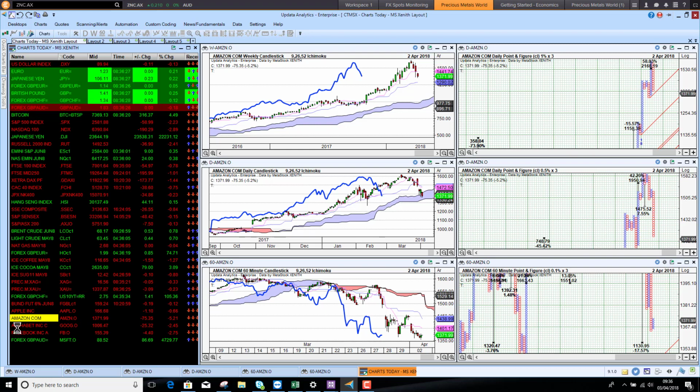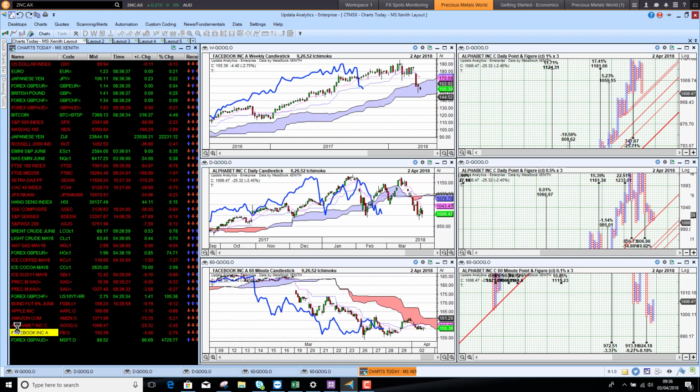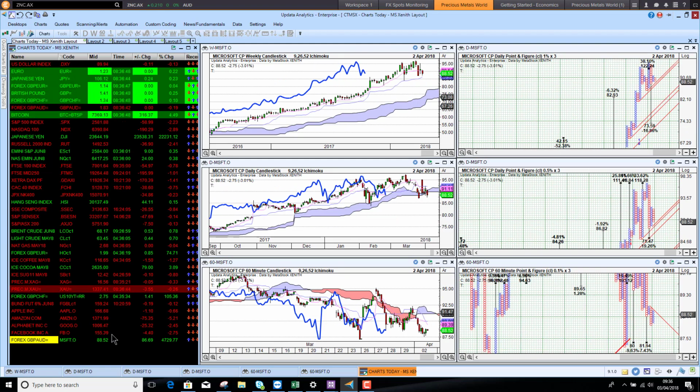Looking at Google, it was down 2.5% as well. So interestingly, we're just seeing all the tech majors really struggling. And if we take a look at Facebook, also lower there. And last of all, looking at the Microsoft chart, also bearish there too.